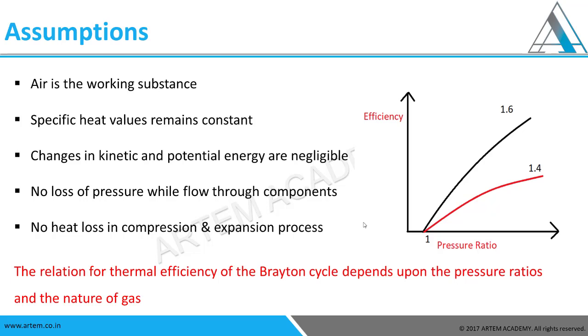The relation for the thermal efficiency of a Brayton cycle depends upon the pressure ratio and the nature of the gas. This we have already seen, and this is the graph that shows it: with the nature of the gas, that's the gamma value, the efficiency also increases, and with the increase in the pressure ratio also, the efficiency value increases. This is a general graph. It will give you an idea about the efficiency and the pressure ratio relation.